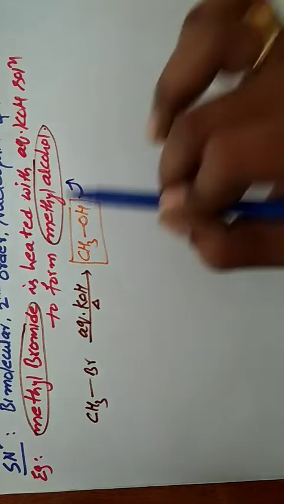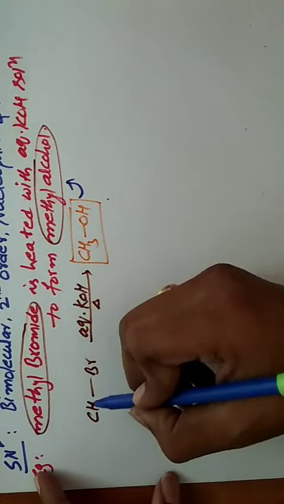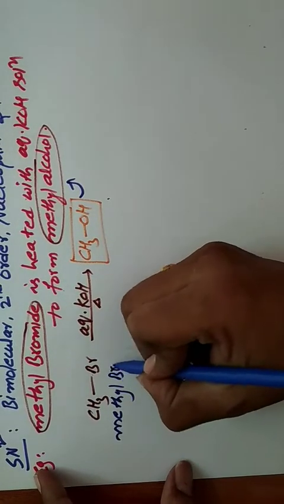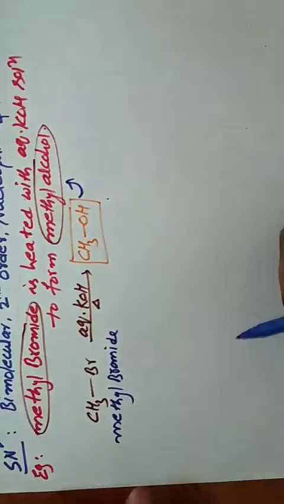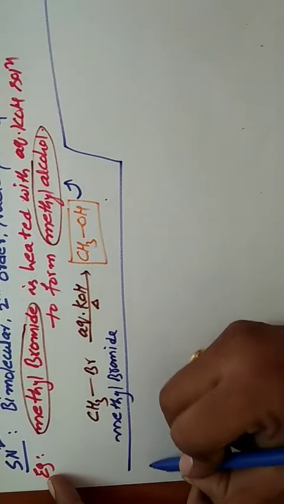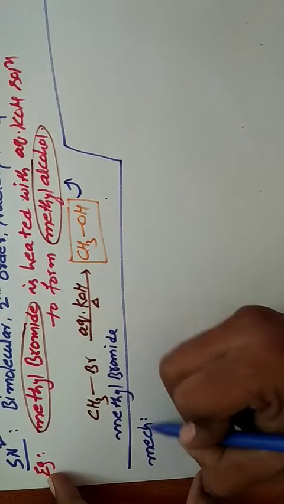What is the meaning of mechanism? How to get the product. That is called mechanism. How to get the product. So, a simple mechanism. See once again, first I will explain the mechanism of this reaction.